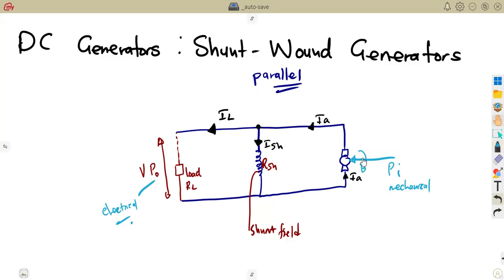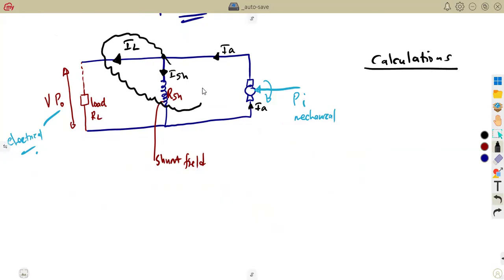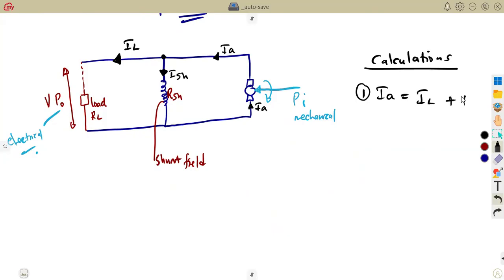Which are the calculations that we are supposed to expect as we deal with our shunt field? In terms of the calculations, you are going to notice that this time, the armature current is the one that is supplying. So according to Kirchhoff's law, these two currents are flowing away from the junction, whereas the armature current is flowing towards the junction. So it follows that the armature current becomes the sum of these two, the load current and the shunt field current, from your Kirchhoff's law.